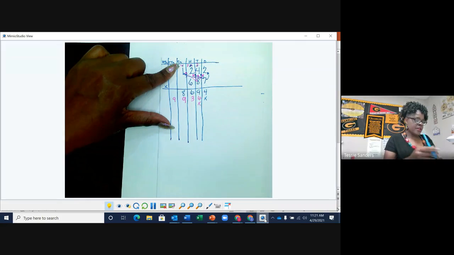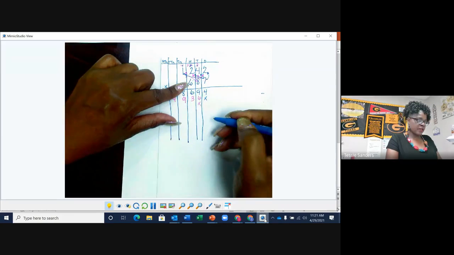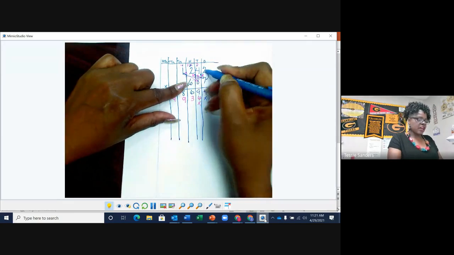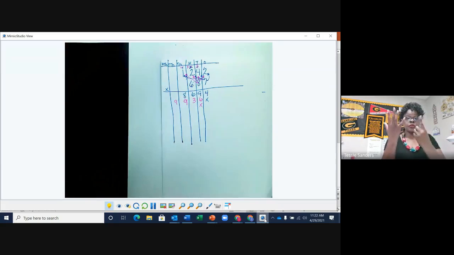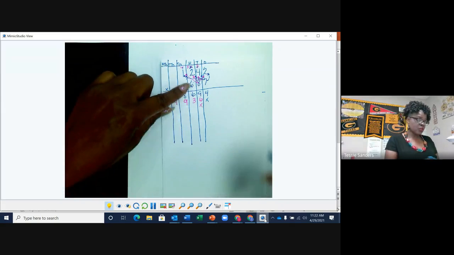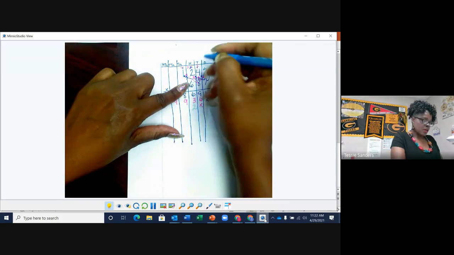Now move to the next level, or down the next level. 6 times 2. 12. 2, 4, 6, 8, 10, 12. I hear some erasing. That's good. You're correcting. Write your 2. Carry your 1.